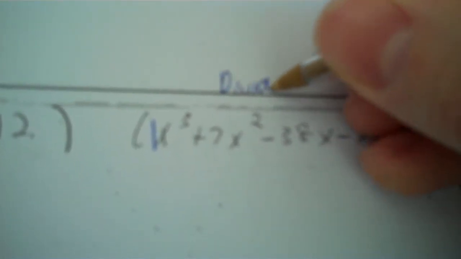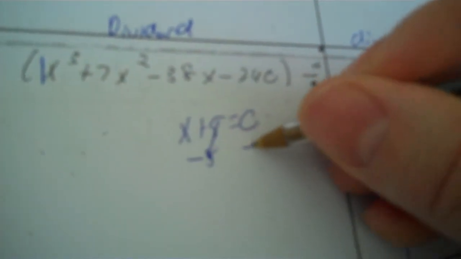Okay, number 12, x to the third power plus 7x to the second power minus 38x minus 240 divided by x plus 5. Okay, so the dividend and the divisor. So 1, 7, negative 38, negative 240. And then x plus 5. And we get negative 5.